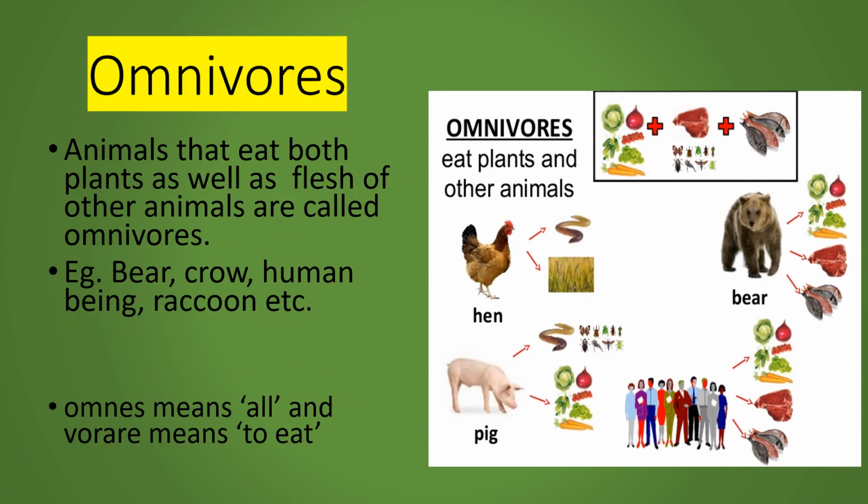Omnivores. Animals that eat both plants as well as the flesh of other animals are called omnivores. Example: bear, crow, human being, raccoon, etc. Omni means all and vorare means to eat.